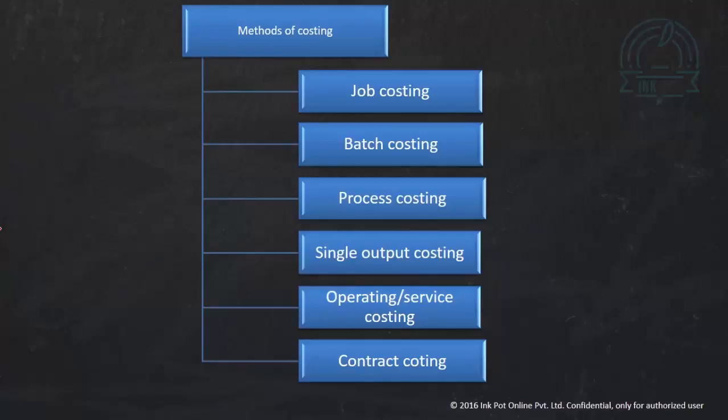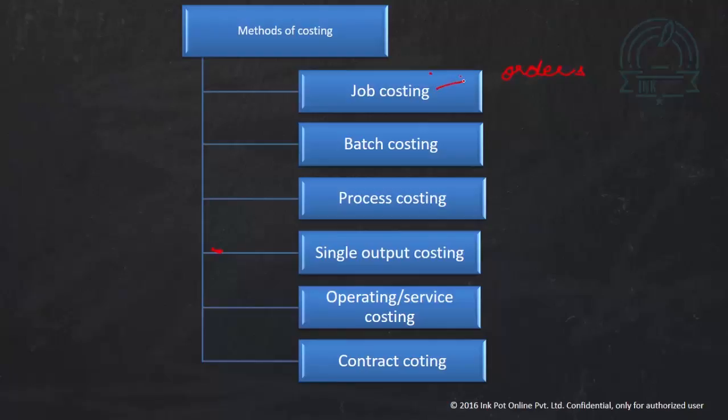Now, what are the methods of costing? First is job costing. Now, what is this job costing? Job costing is when we have work orders, right? It is job costing.